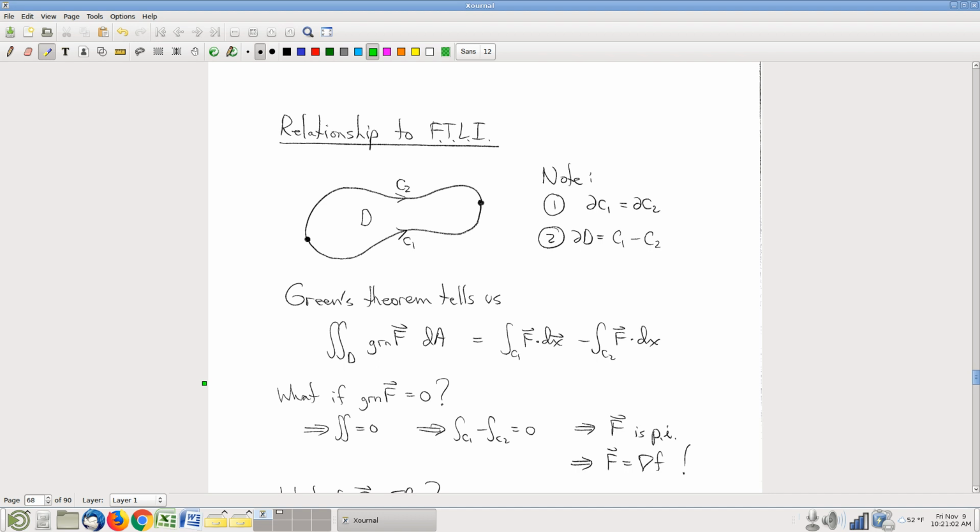So then we started talking about what I call this relationship to the fundamental theorem of line integrals, which seems surprising, right? This is a very different dimensional context. Green's theorem is about a two-dimensional region with a one-dimensional boundary curve. The fundamental theorem of line integrals is about a one-dimensional domain curve, with boundary points, which of course are zero-dimensional. So they seem pretty unrelated. So here's the relationship. You draw this picture like we did last time.